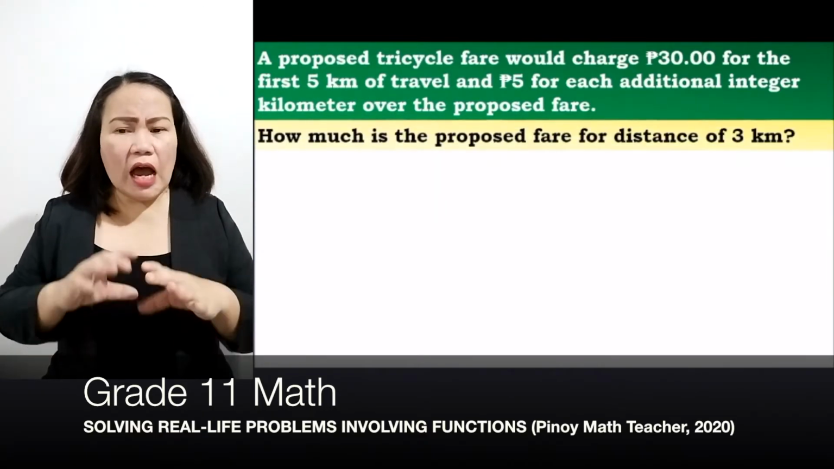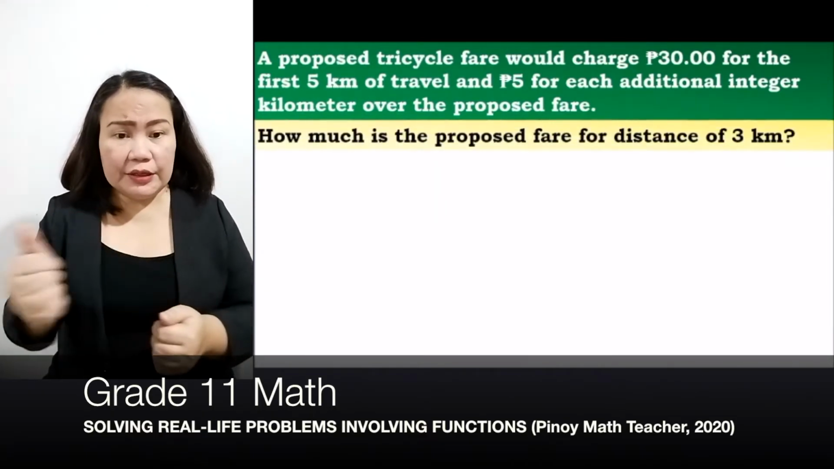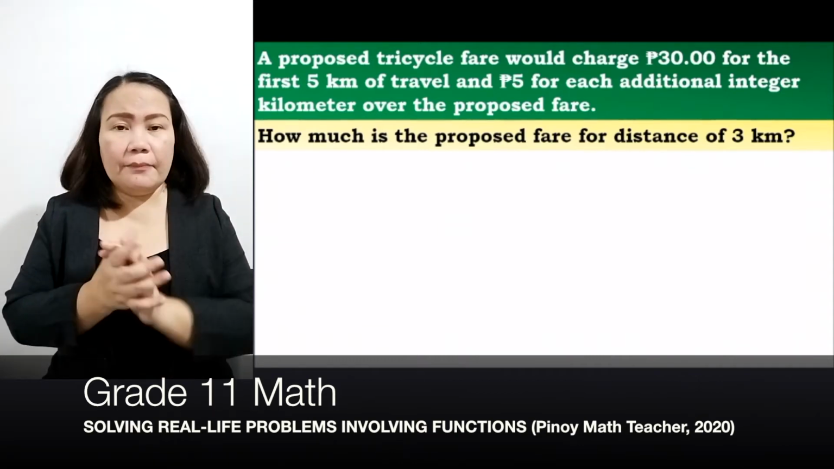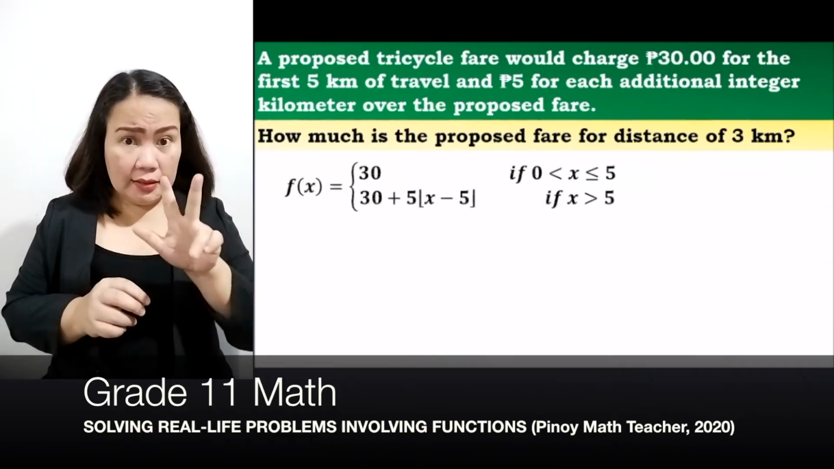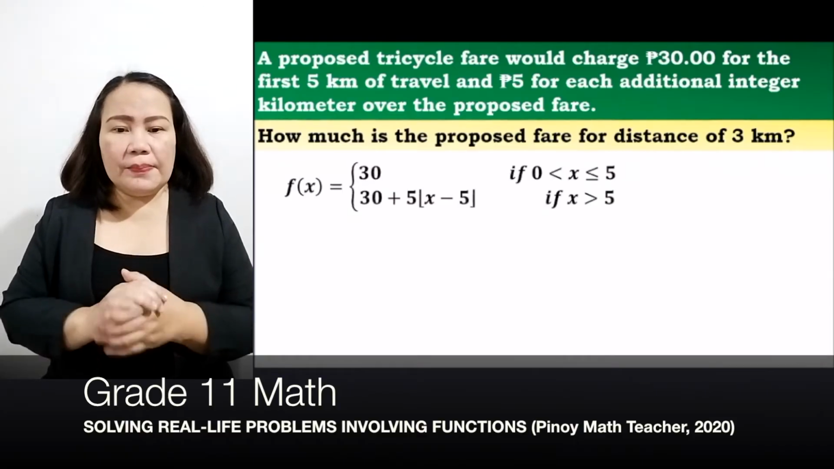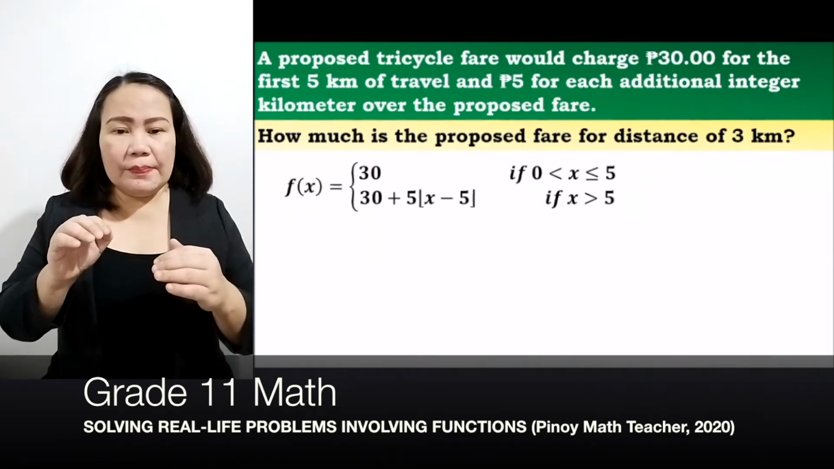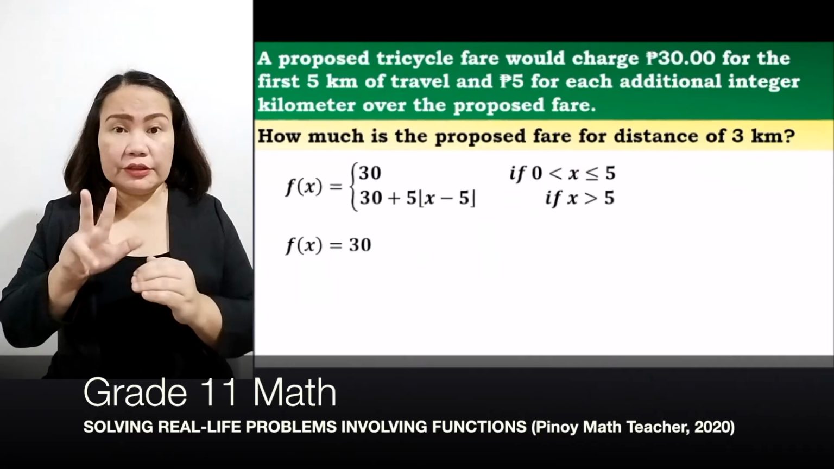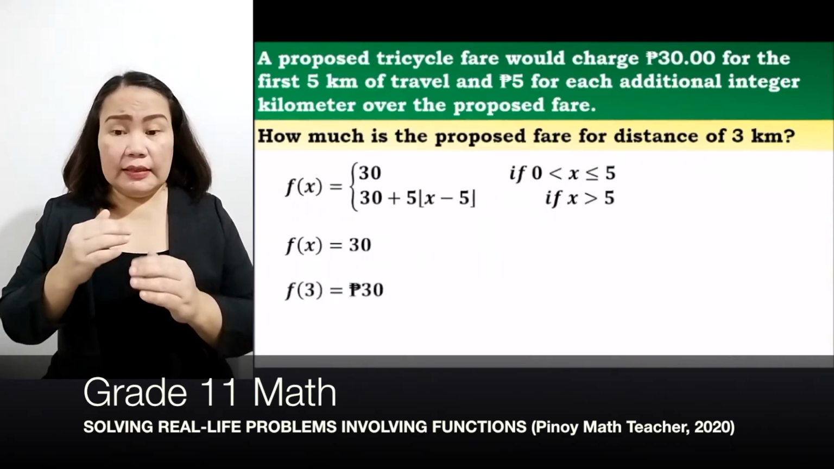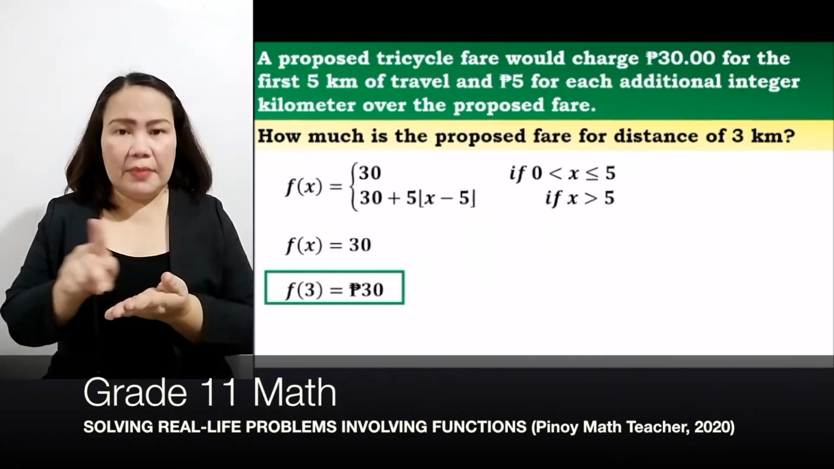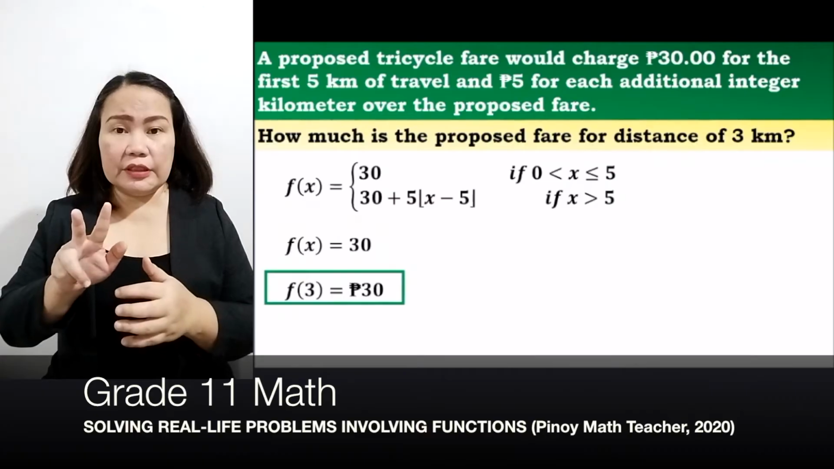How much is the proposed fare for distance of 3 kilometers? So magkano babayaran kung nakatatlong kilometro lang yung pasahero? Okay, x equals 3 and 3 is greater than 0 but less than or equal to 5. So ibig sabihin, f of x equals 30 and f of 3 equals 30 pesos. Ibig sabihin, 30 pesos pa rin yung kanyang babayaran kahit siya ay naka 3 kilometers lang.